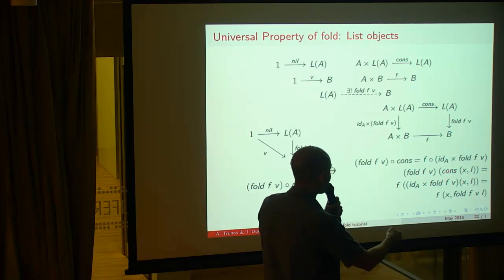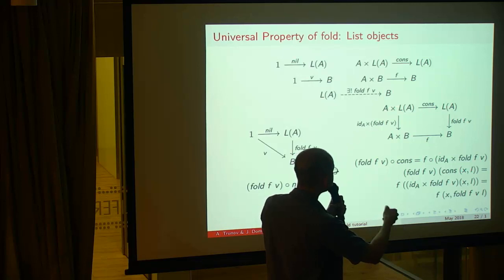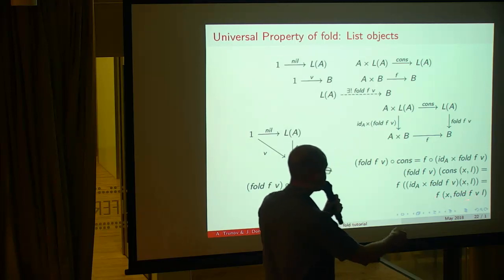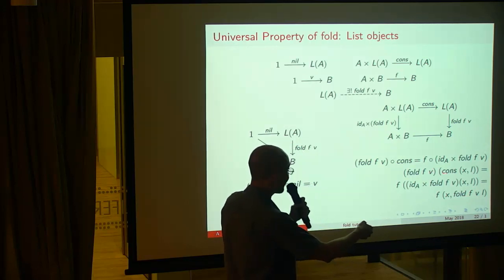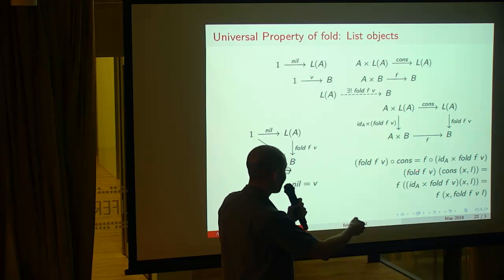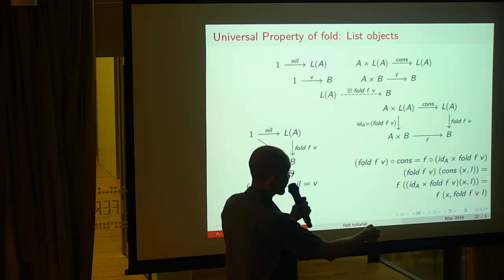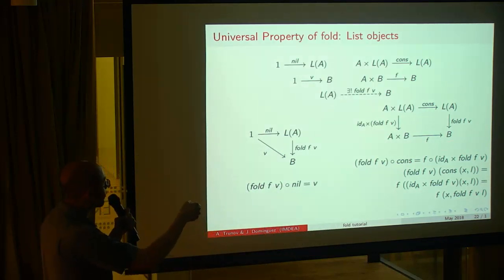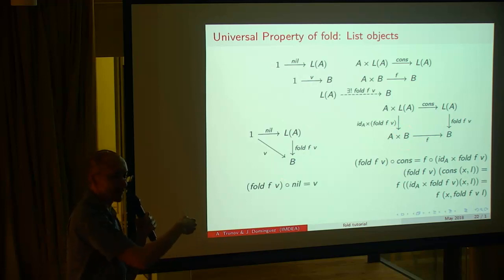So if you apply fold on cons on a pair, an X and a list, it will be equal to F of this function applied on this pair. But what is this? This just applies the identity function on X and fold on L. And so you get this pair. So it is F applied on this pair. This is just the defining equation of fold for the cons case. Do you remember? Fold on cons is just applying F on X and on the result of the recursive call to the rest of the list on fold. So this universal property of a list object is just the universal property of the fold. It's just the theorem I showed you before.